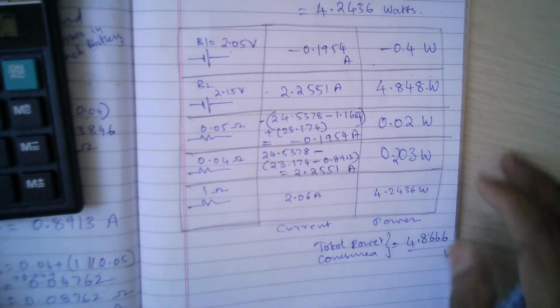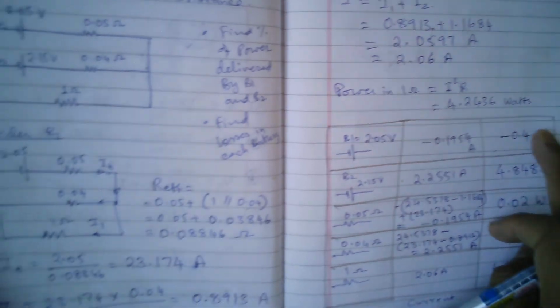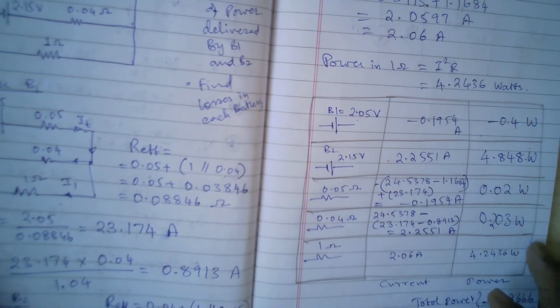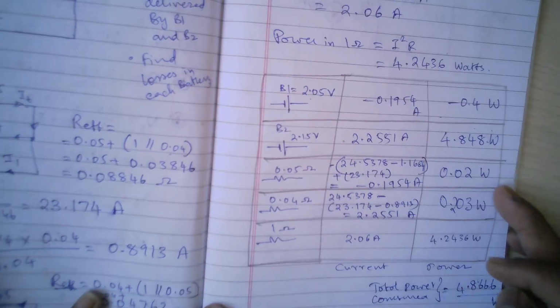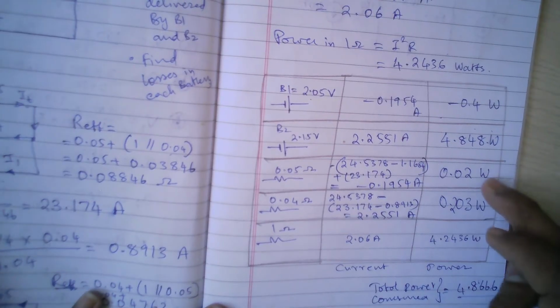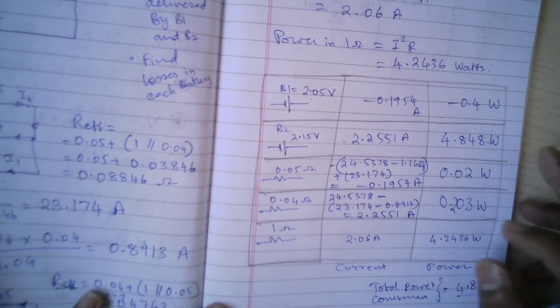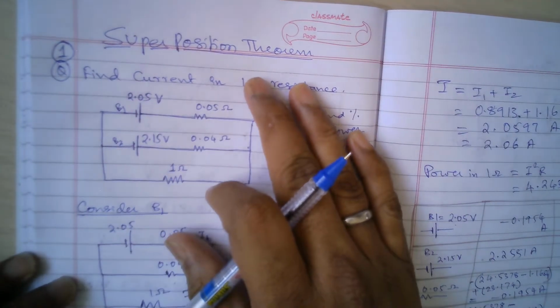I hope you understood this. The actual problem was only up to here, to calculate the power in the 1 ohm resistance. But in addition to that, we have done this as well. So the losses in each battery are these two, the total output is this one, and the losses are this one. So efficiency we can calculate from all those things. This is the first problem on the superposition theorem.